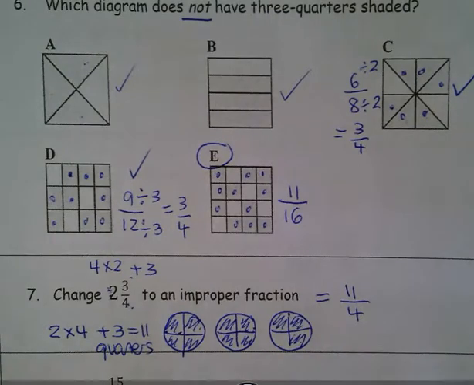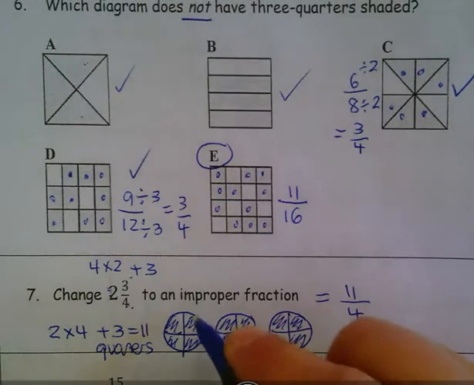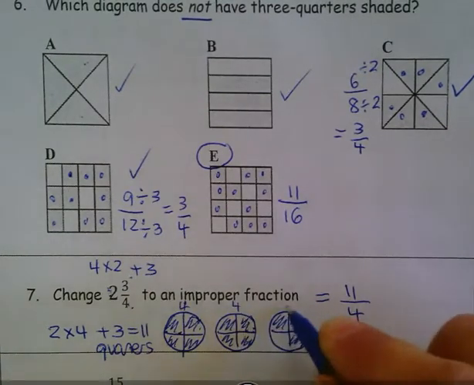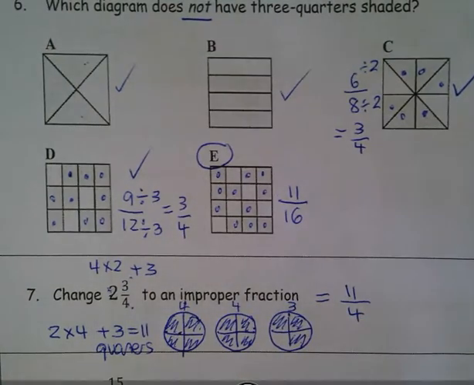But this is why it works, the way that I've shaded it for you. It shows you why it works. Because I've got 4/4 here, 4/4 there, and 3/4 there. So I've got 11/4. Does this make sense?